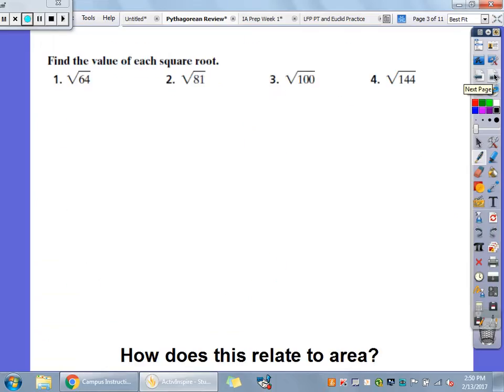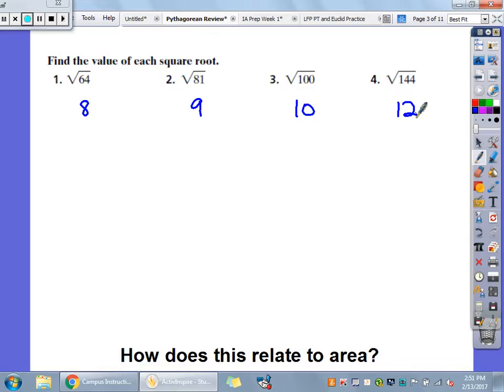Okay, on this one, we're just finding the value of each square root. This one should be easy enough. You can just either punch these into your calculator or look on your square root sheet. The square root of 64 is 8. The square root of 81 is 9. The square root of 100 is 10. And the square root of 144 is 12.